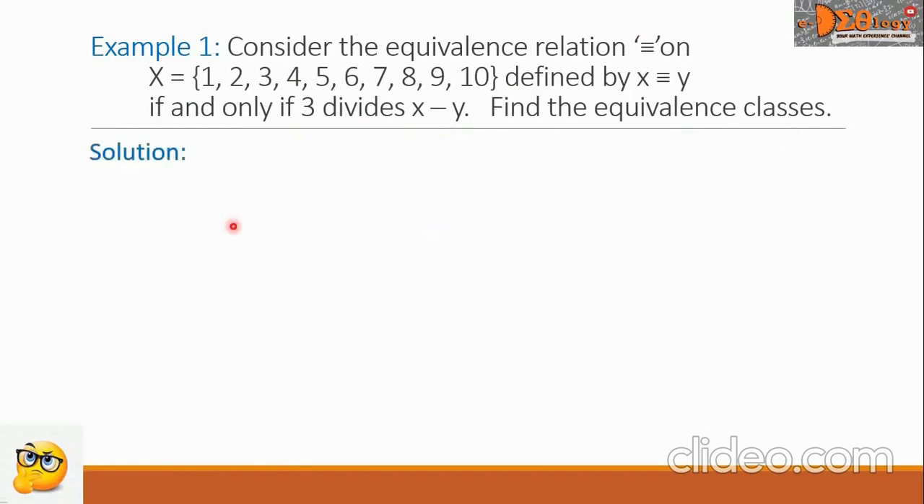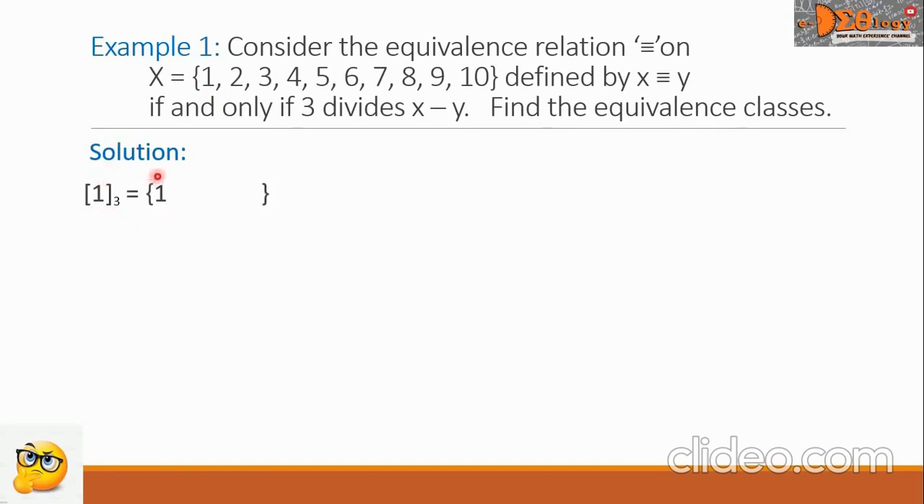Let us write the first equivalence class. Considering the first element here, the first equivalence class is the equivalence class of 1 of the relation congruence modulo 3. Writing the first element, that will be this same number 1 will come here.